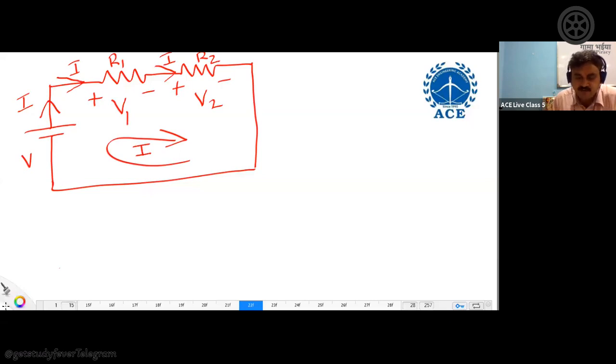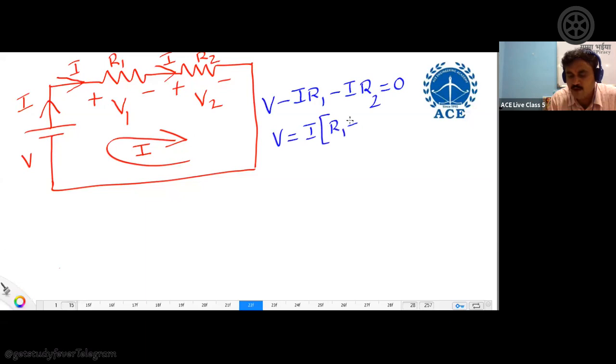Now, what is the mesh equation that we can write? Simple, write mesh equation. If you are going from negative to positive terminal, take the voltage as positive. If you are going through positive to negative terminal, take the voltage as negative. Add all the voltages in a closed mesh and equate it with 0. You will get a mesh equation. So what is this equation now? V minus I into R1 minus I into R2. Voltage is product of current and resistance. So I am writing like this. So you will get V equal to I into R1 plus R2.